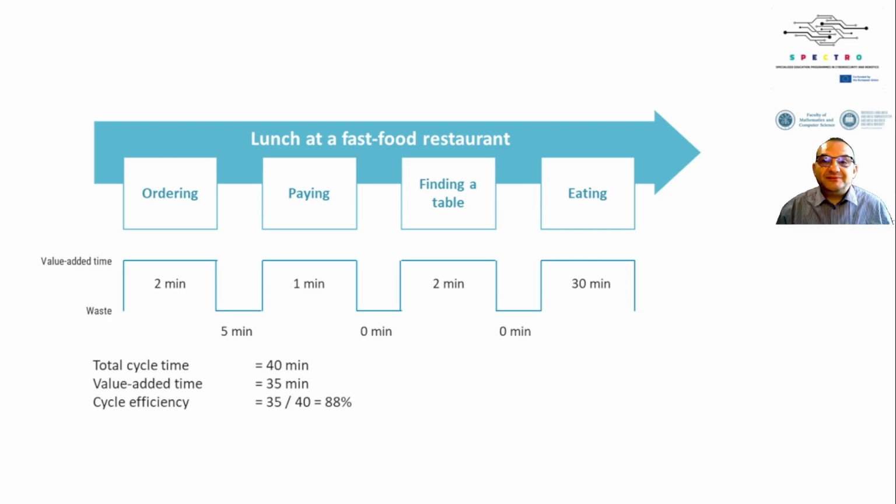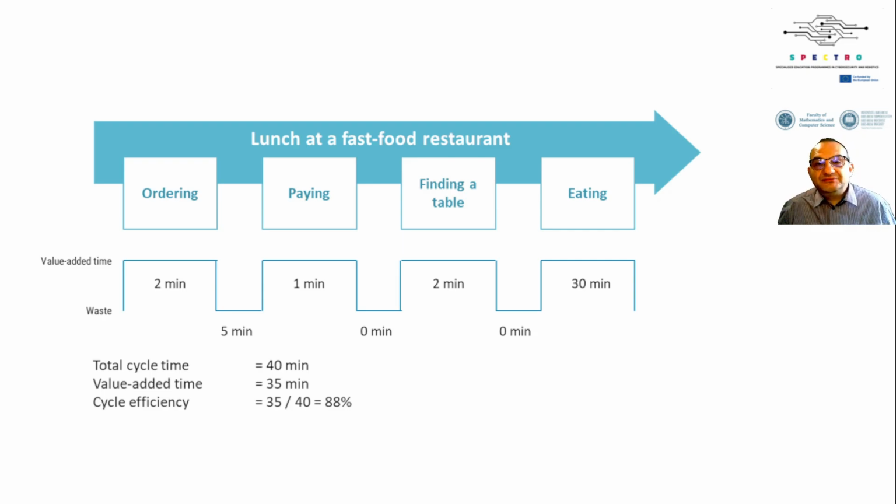Notice that waiting time is nearly eliminated. For instance, there is only 5 minutes of waste during the ordering process compared with 10 minutes in the regular restaurant. Finding a table and paying involve minimal waste or none at all, because these activities are integrated into the customer flow. By simplifying these interactions, the process ensures minimal delays. The majority of the time, 35 out of 40 minutes, is spent on activities that directly add value to the experience, like eating, ordering, and paying. The process has been optimized so customers spend their time doing what matters most.